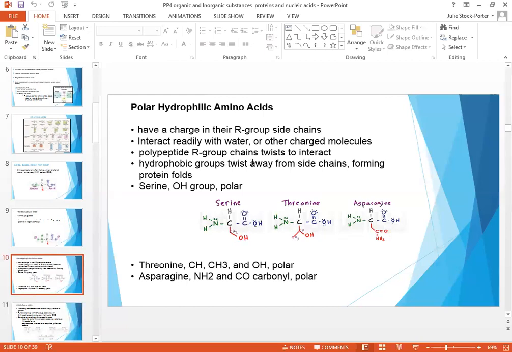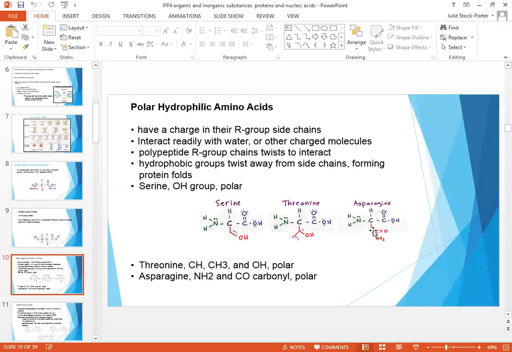The polypeptide R group chains twist to interact. The hydrophobic groups twist away from the side chains, forming protein folds. Serine, the hydroxyl group, is polar. Serine has another polar group right here. And here we have another polar group.